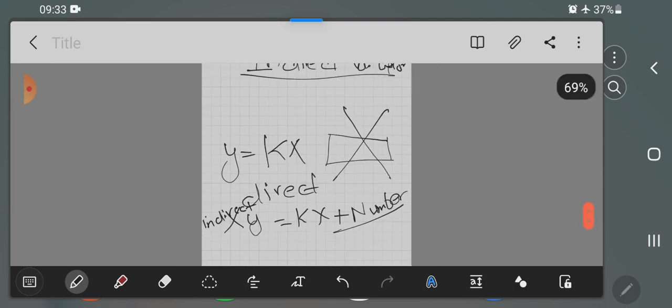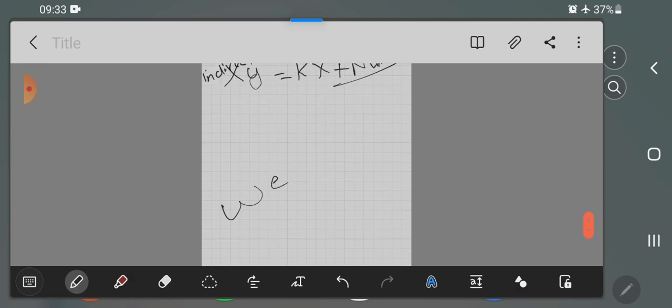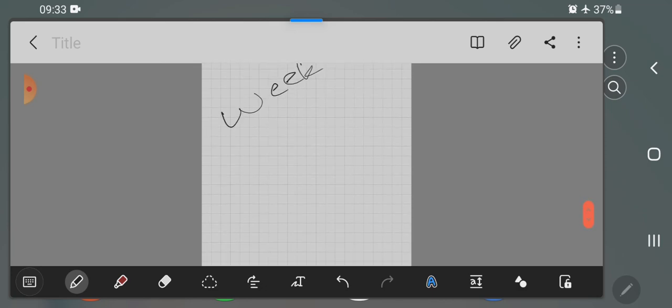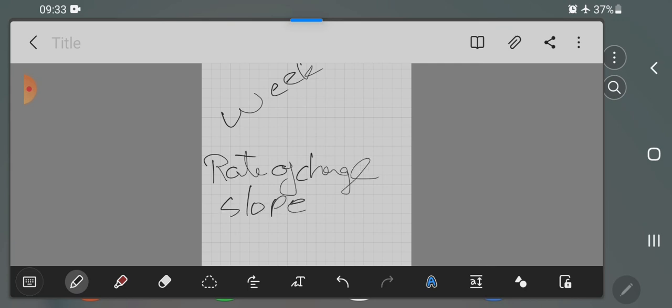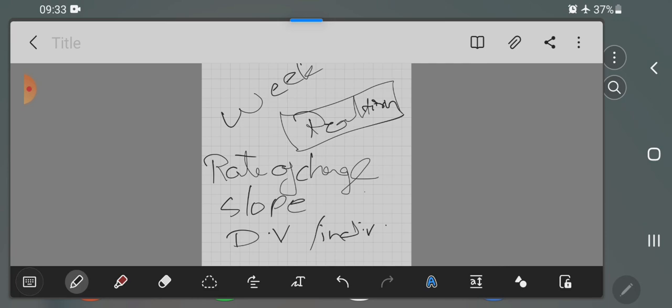Okay. Now we already revised week 1. What we took in this session: rate of change, slope, and direct variation and indirect variation. Okay, you need to study hard because this chapter contains a lot of relations.